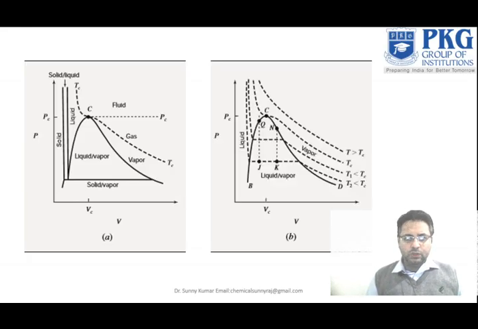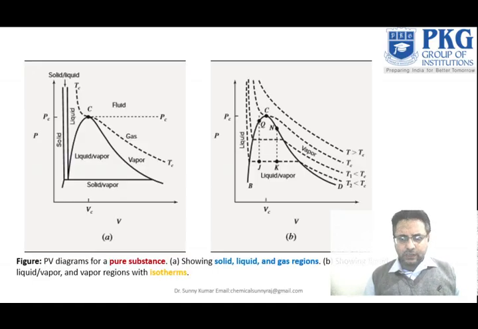Next, if you see the other figure, at different temperatures, here is volume and here is pressure. If you describe these two figures, these are PV diagrams for a pure substance, showing solid, liquid, and gas regions, and showing liquid, vapor, and vapor regions with isotherms. This one is only for liquid and vapor or gases.